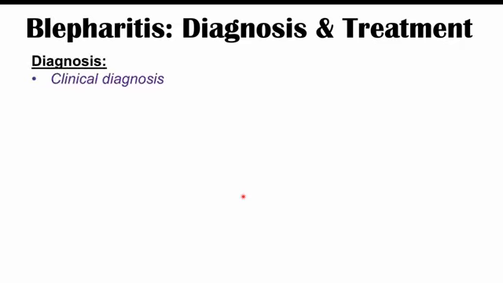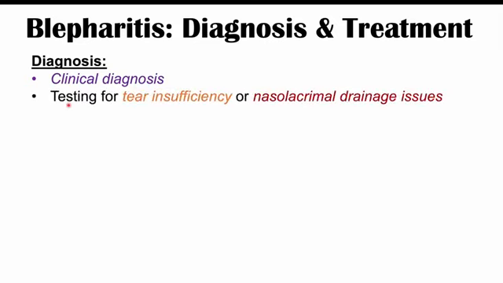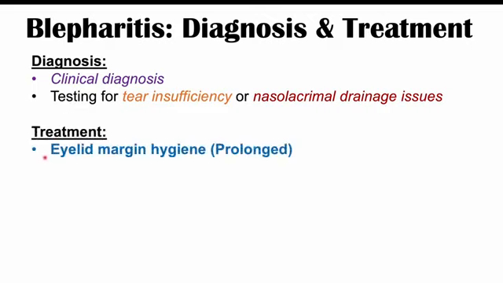Now let's talk about how clinicians diagnose and treat blepharitis. The diagnosis is often going to be a clinical diagnosis. This can be commonly seen in elderly patients in the hospital. We can see patients with a red and swollen eyelid, and blepharitis can often be the cause. In some cases, testing for tear insufficiency or nasolacrimal drainage issues may be undertaken, but oftentimes it's only going to be a clinical diagnosis. Treatment is going to involve what we call eyelid margin hygiene, and it's going to be a prolonged course of treatment.